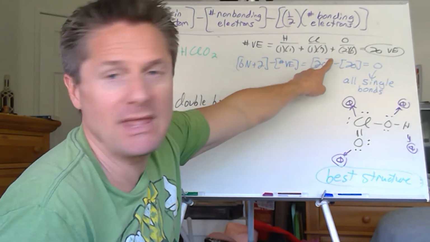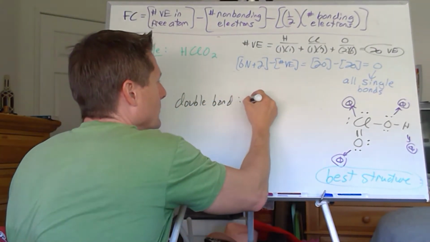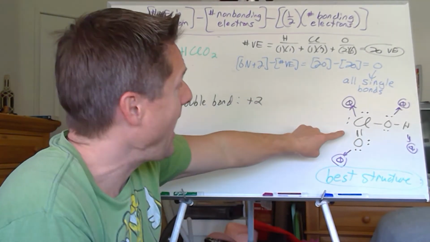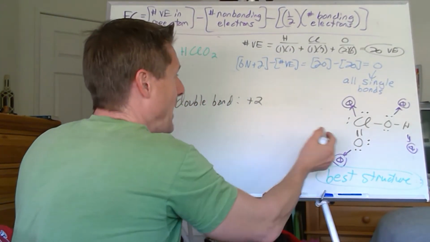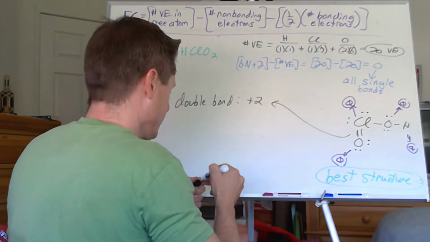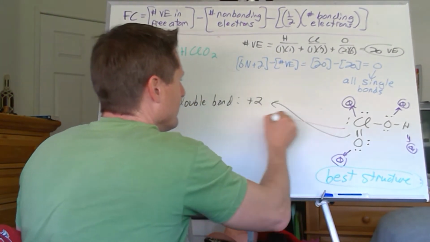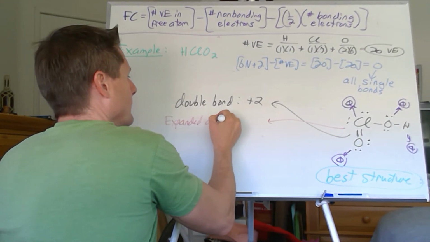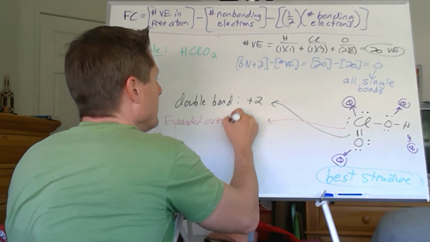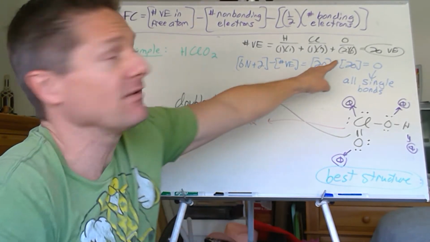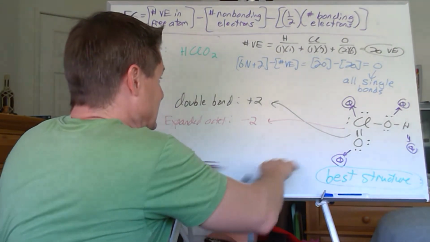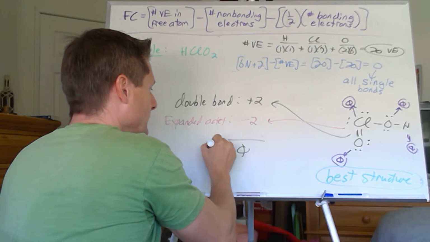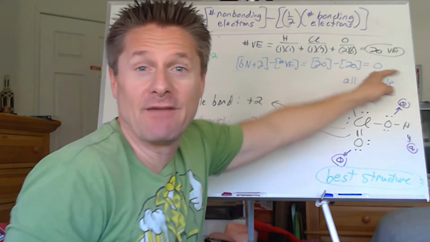What would a double bond be here? It would be a +2. That's what we would have calculated for a double bond. But we have 2, 4, 6, 8, 10. We have an expanded octet, right? By 2 electrons. So that would give us a value of -2 up there. What's +2 plus -2? See why you get a value of 0 there?